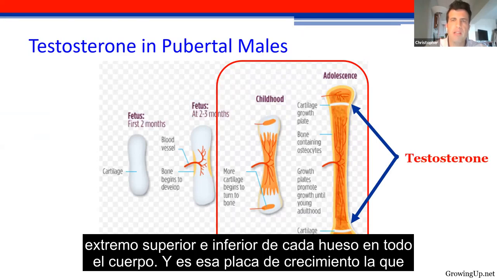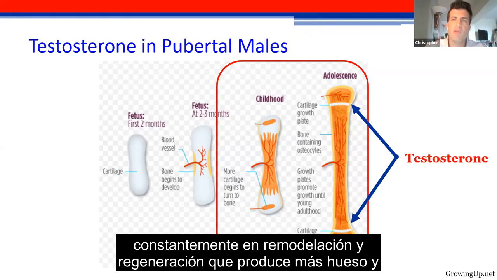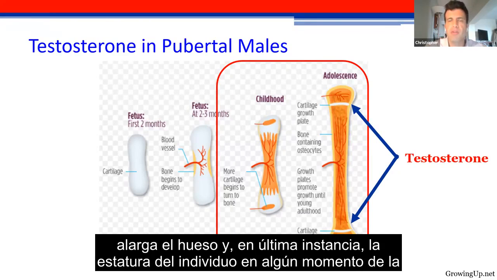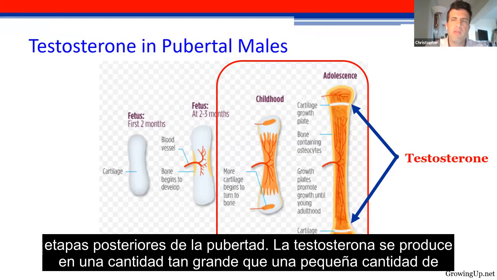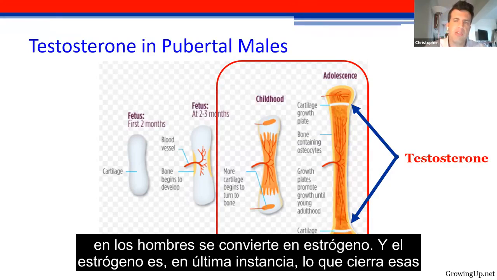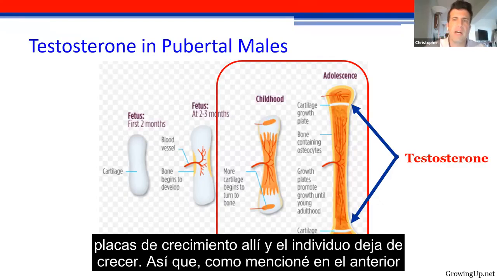And it's that growth plate that's constantly undergoing remodeling and regeneration that produces more bone and lengthens the bone and ultimately the individual's height. At some point during the later stages of puberty, testosterone is made in such a large amount that a small amount of it in the males is converted to estrogen, and estrogen is ultimately what closes those growth plates, and the individual stops growing.